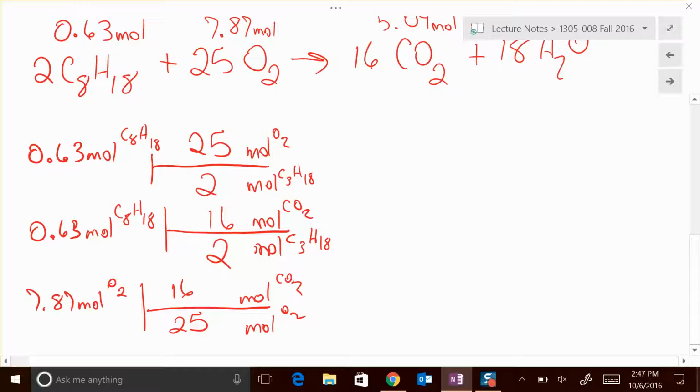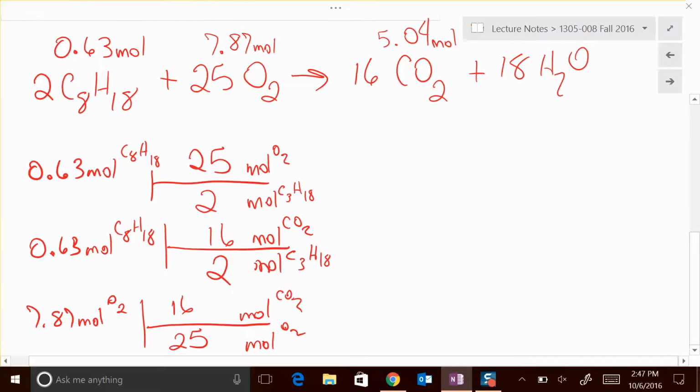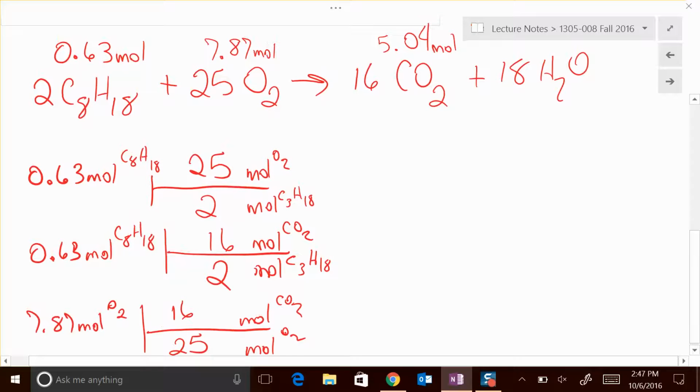Yes, ma'am? Where did you get the C3 from? On the first two steps, C3. Did I write C? I'm sorry. Yes, that was a typo.